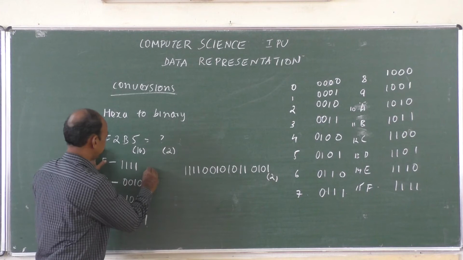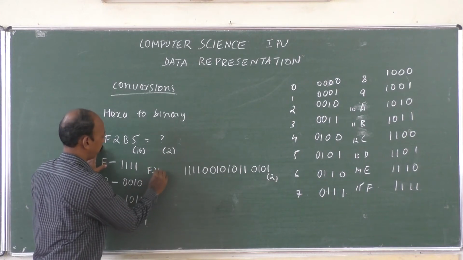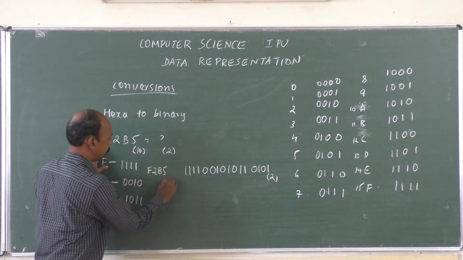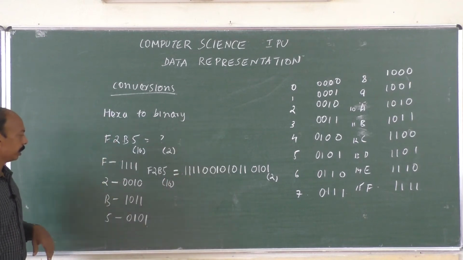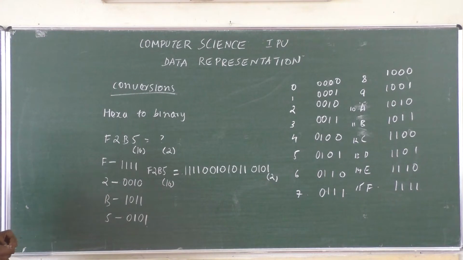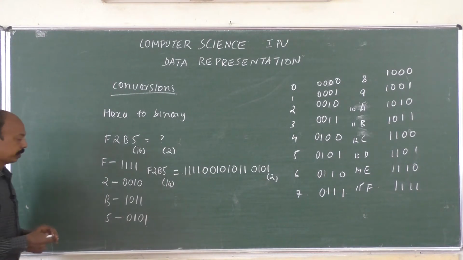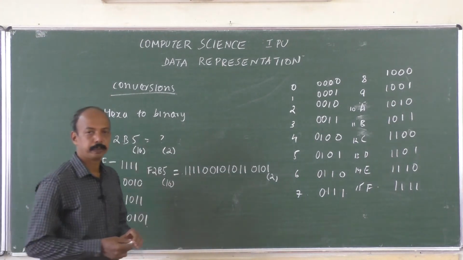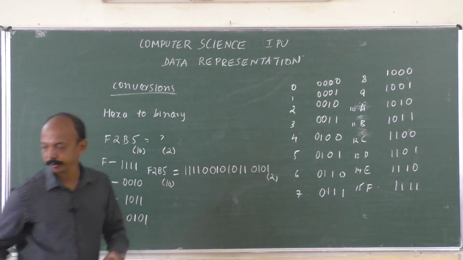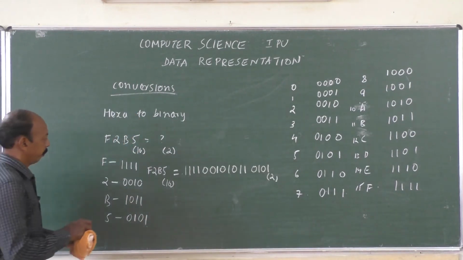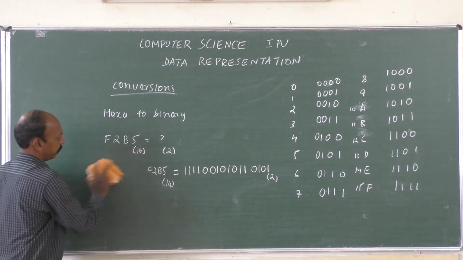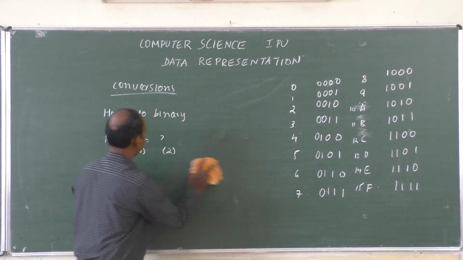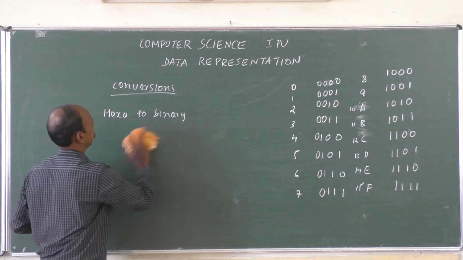That's why F2B5 to the base 16 is equal to 1111001010110101 to the base 2. Now we shall directly write the values, no need of writing like this. In order to make you understand, we have written like this.